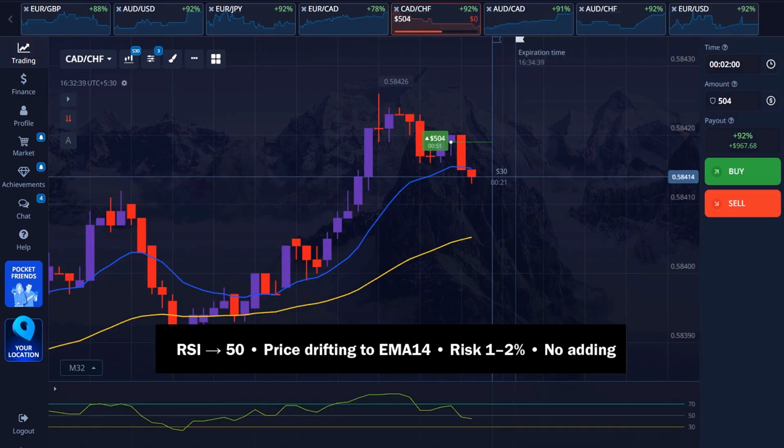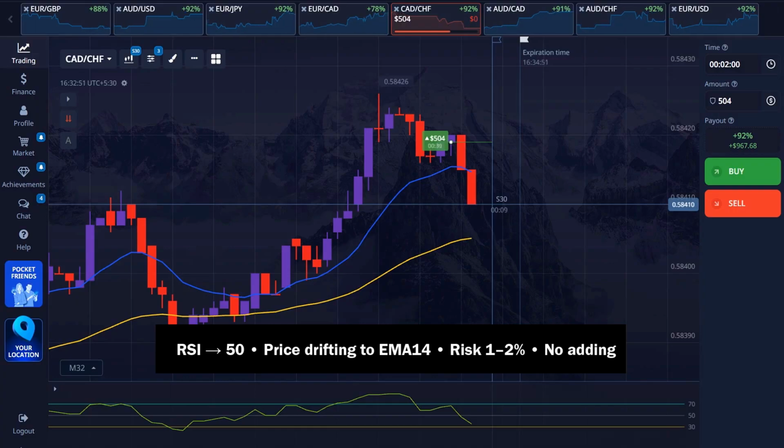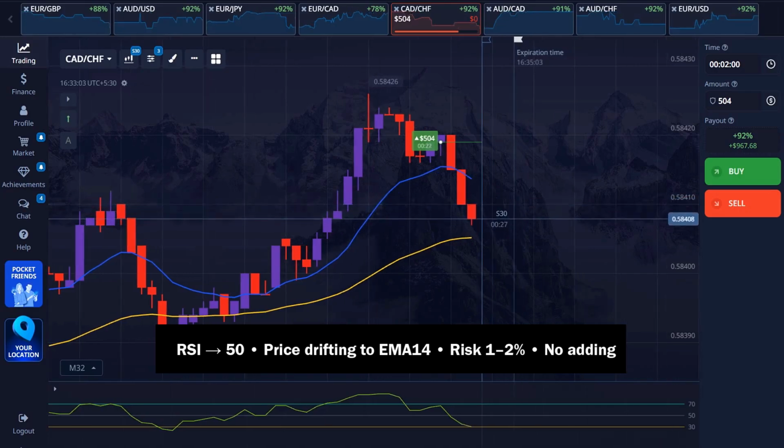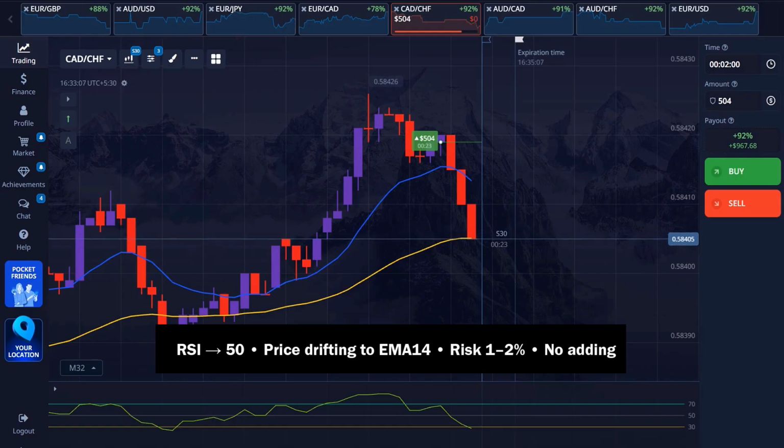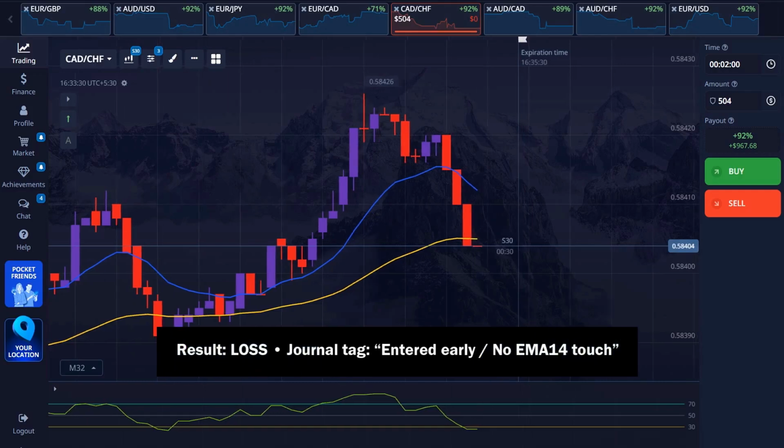Structure. Price starts rolling over and moves toward EMA-14 instead of pushing away from it. Momentum. RSI slides toward 50. Momentum isn't with us anymore. Discipline. No adding, no chasing. I keep risk 1 to 2% max. If a candle closes below EMA-14, I mark this as a rule break in my journal. This trade finishes out of the money.